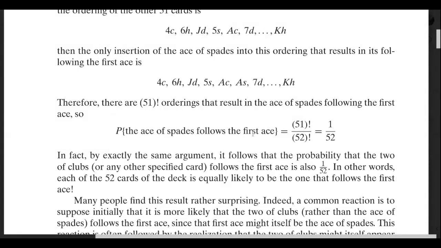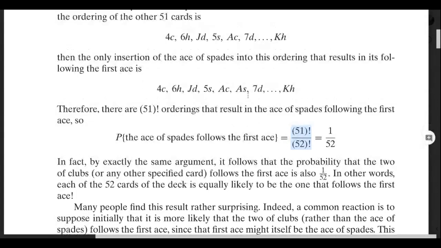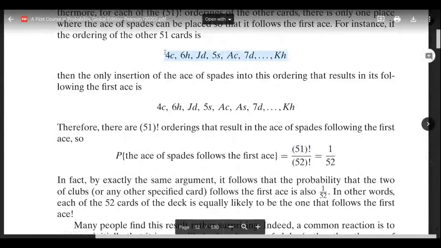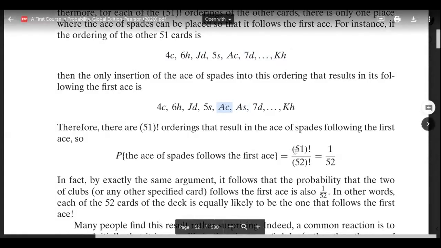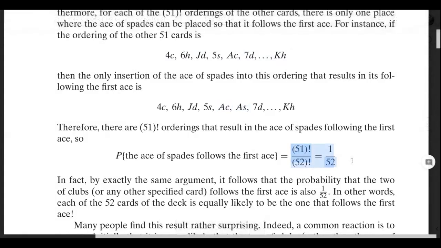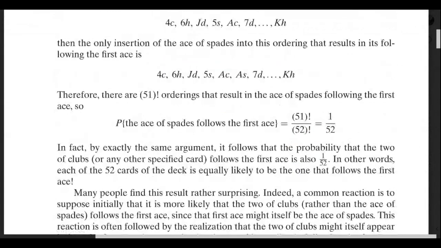The probability that the ace is followed by a particular card is 51 factorial divided by 52 factorial, right? So this is 51 factorial, and for the card that happens right after the ace appears, it can only be one. Simplified, this is 1 out of 52. Interesting, huh?